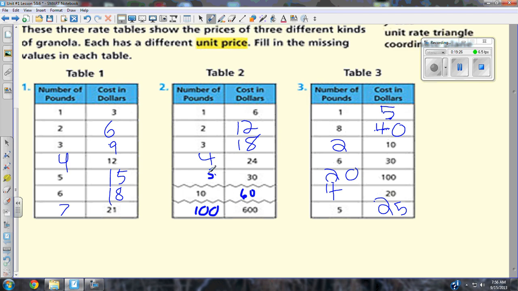But now here, instead of going to 6, it goes to 10. So if you figure out the rate increase of 1 through 5, then 10, and if you think about it, 5, 30, 10 would be double that, 60, and then 100, 600.